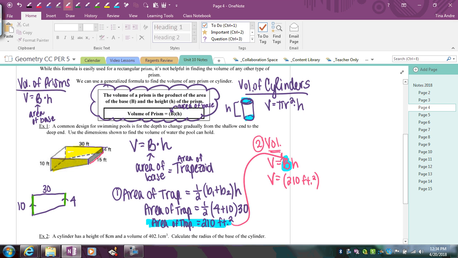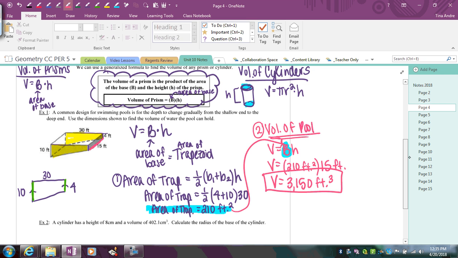The height is the distance, remember, between the two bases. So even though it's not standing perpendicular to the ground, the height is always the distance between those two parallel bases. So it's going to be times 15. So 210 times 15 feet is going to give me 3,150 cubic feet. And there's our volume. So this is the volume of the pool, or how much water it can hold. It can hold 3,150 cubic feet of water.